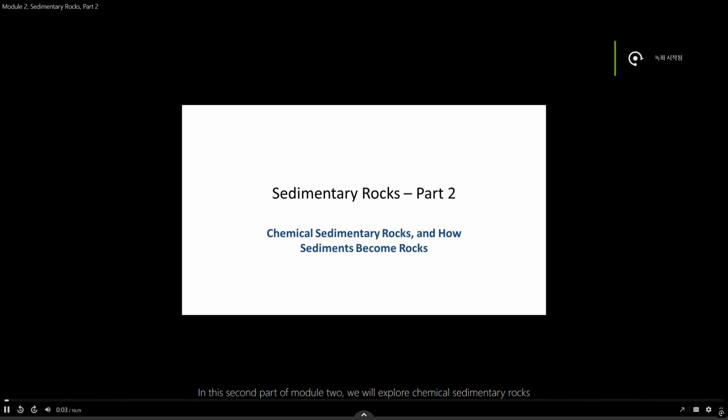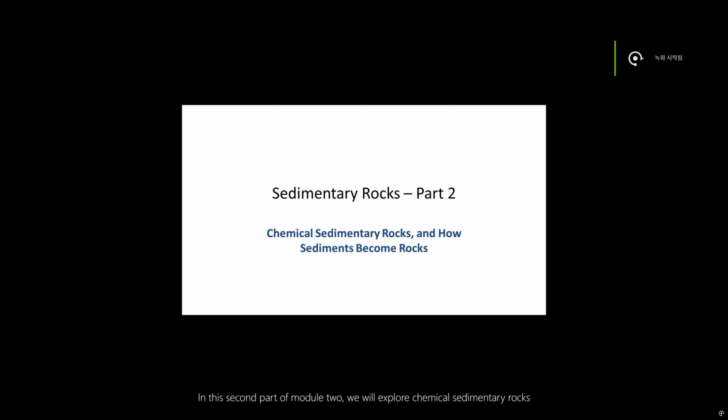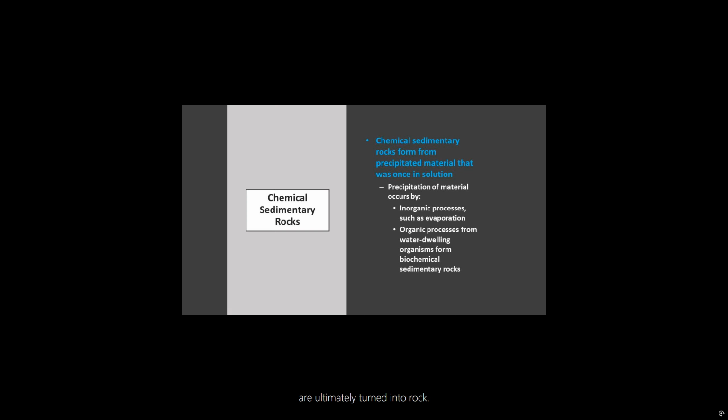In this second part of Module 2, we will explore chemical sedimentary rocks and how they form and are classified. We will also explore how sediments are ultimately turned into rock. The next type of sedimentary rock we will talk about are chemical sedimentary rocks. They are very different from detrital rocks.